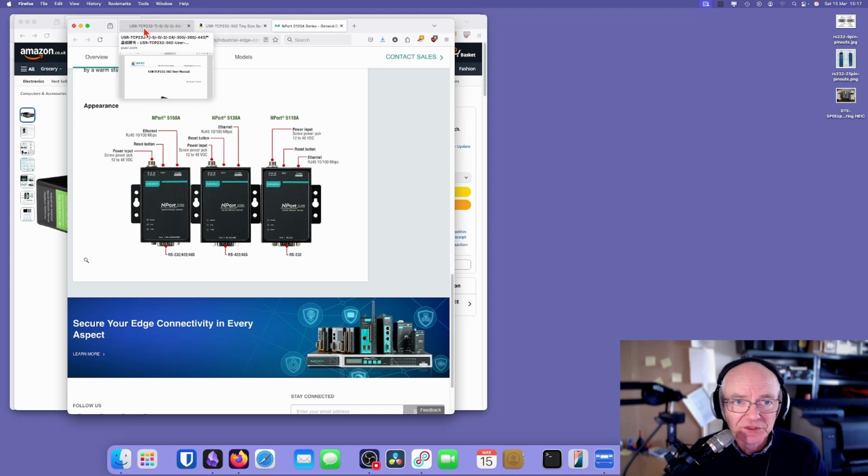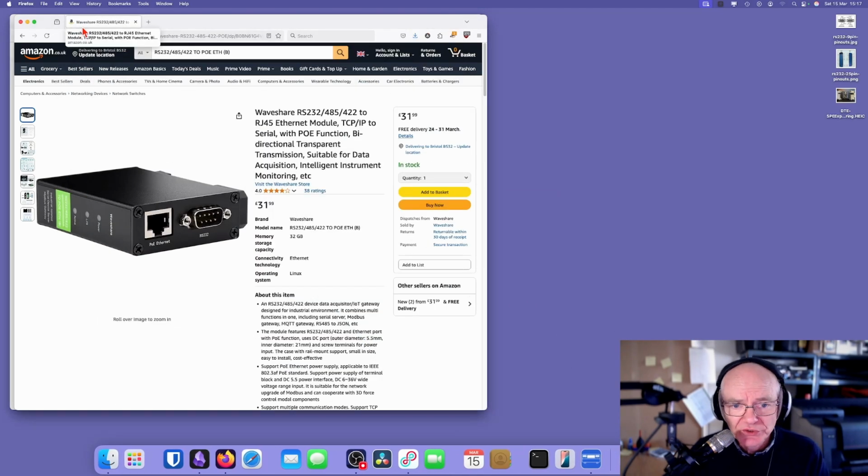So there's some of the other units that are available, which you could choose to use, but there are many other manufacturers out there. So as long as it supports a TCP server mode and you can configure its configuration, preferably via a web-based interface, then that should be good.